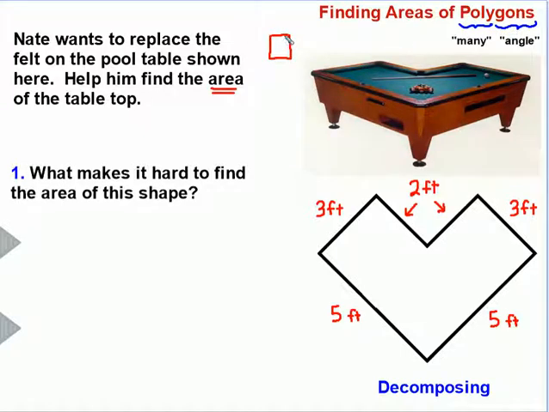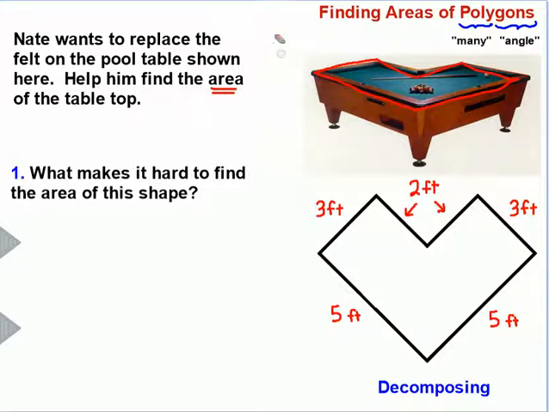Now a square is a polygon. A triangle is a polygon. Anything that has more than 2 angles is a polygon. But when we're talking about polygons, we're thinking of something that has lots of angles. Like this one has 1, 2, 3, 4, 5, 6 different angles. And that's normally what people are talking about.